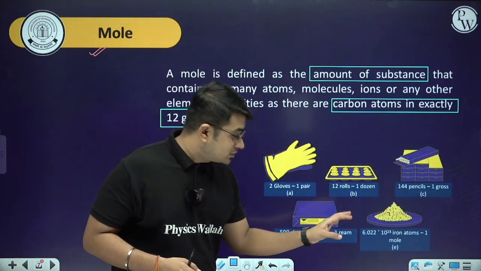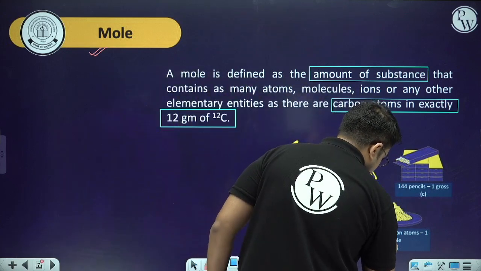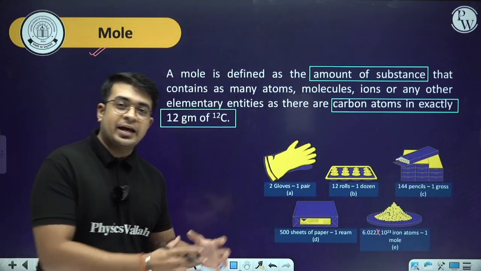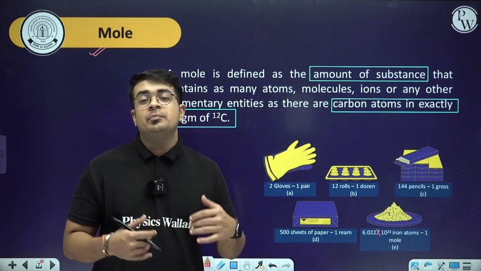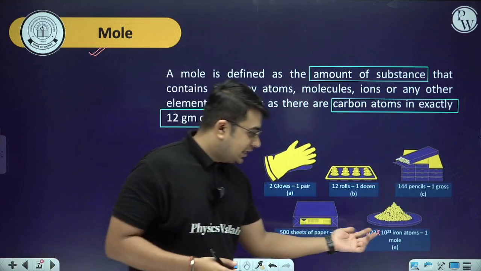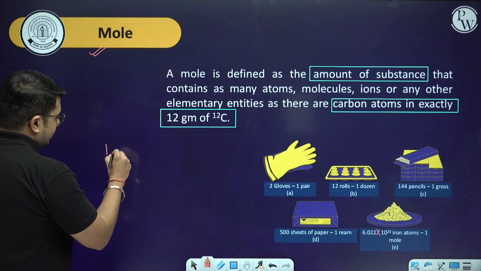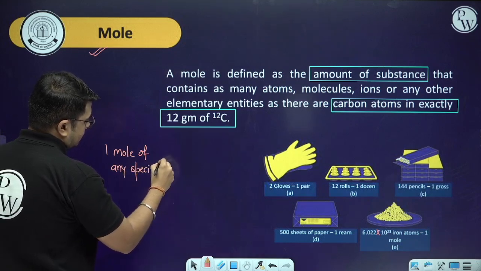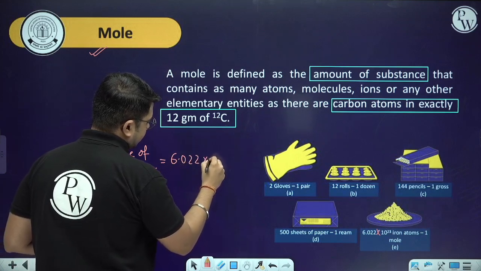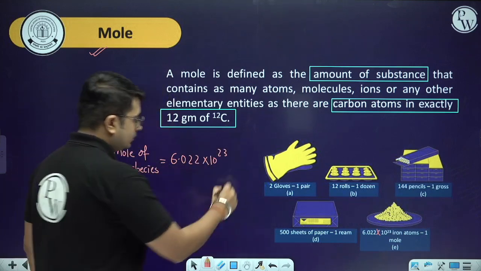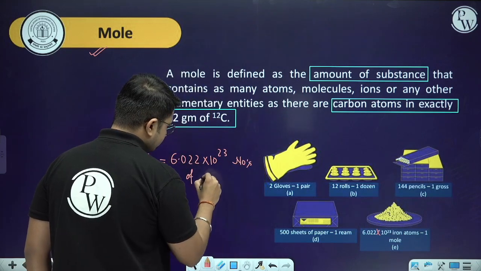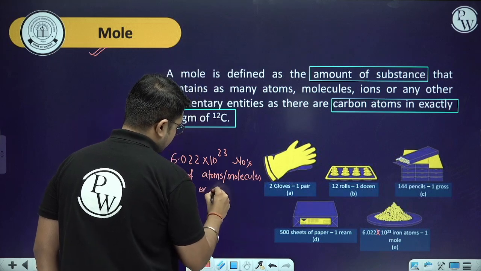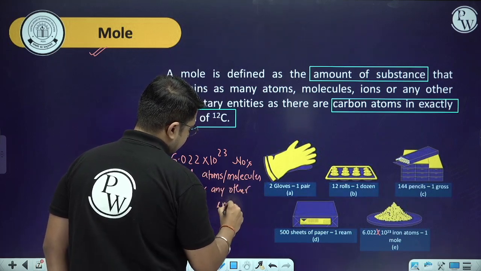In the same way, if I'm talking about 6.022 multiplied by 10 raised to the power 23 of any number, it can be atoms, molecules, pens, or number of rupees, you can say that number represents 1 mole. So you can simply say that 1 mole of any species is equal to 6.022 multiplied by 10 raised to the power 23 numbers of atoms, molecules, or any other entities.